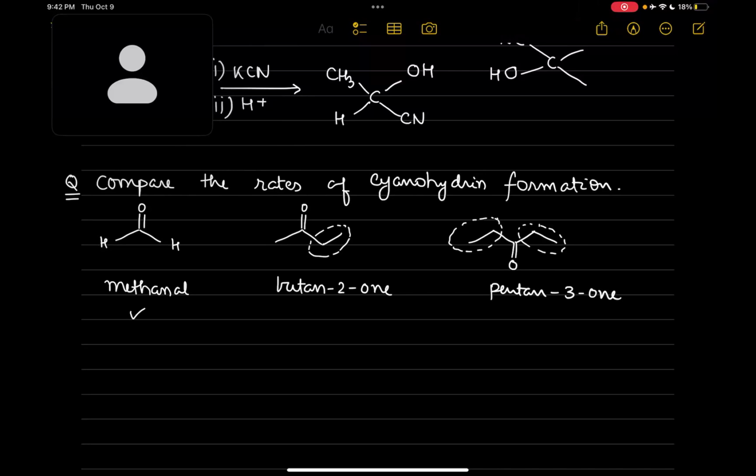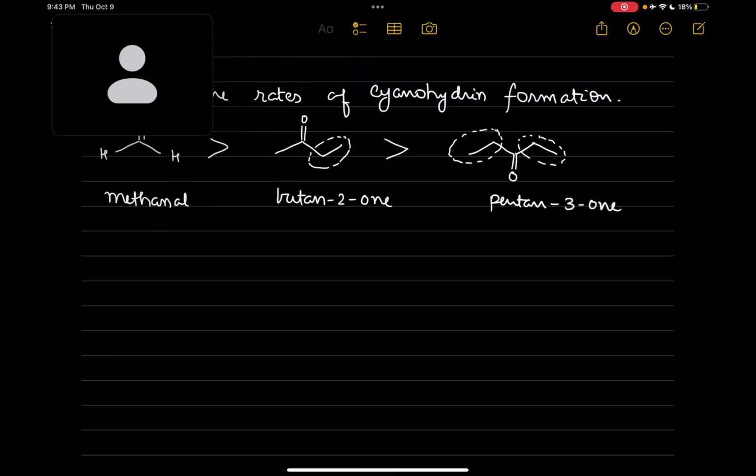So wherever you have larger groups, the addition is going to be difficult. It is going to be slow, because the groups are going to prevent the attachment of the nucleophile. So the rate of cyanohydrin formation is going to be like this. Is it clear or not? Jasleen, is it clear? Marwa, I hope it is clear. Yes, sir. Okay, great.